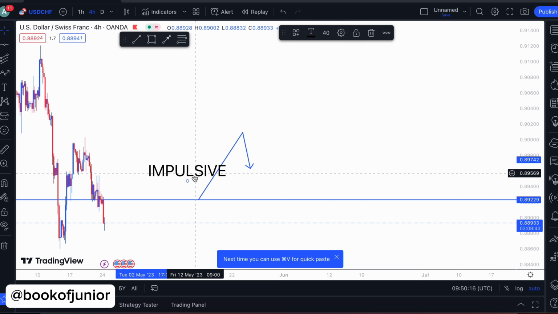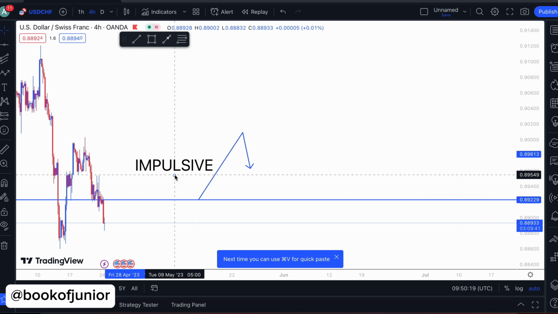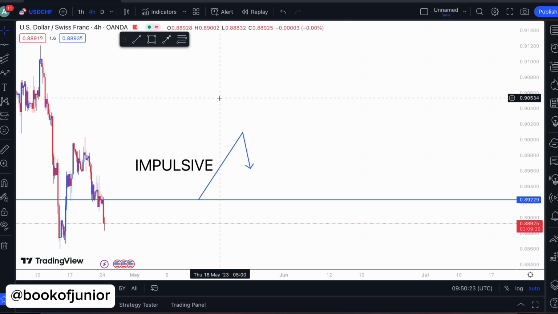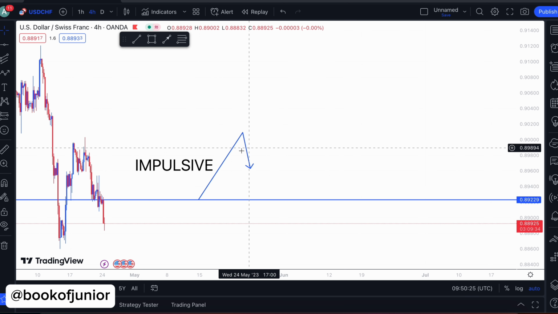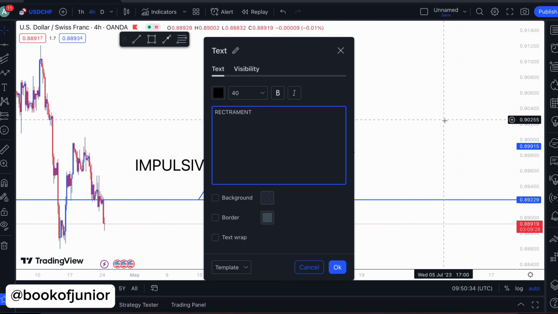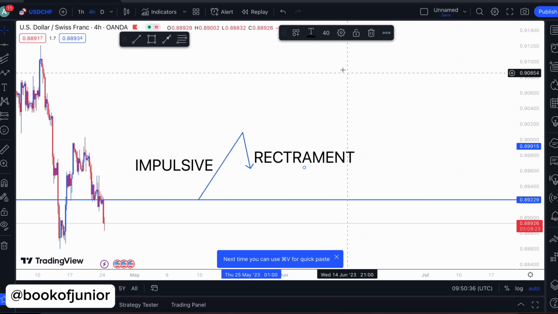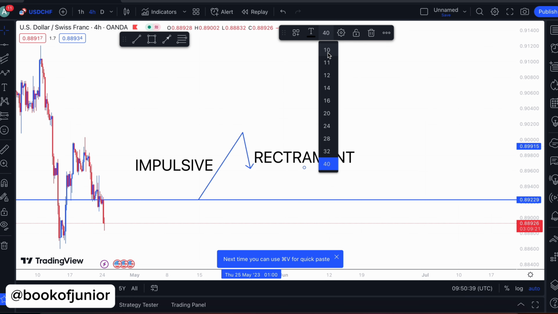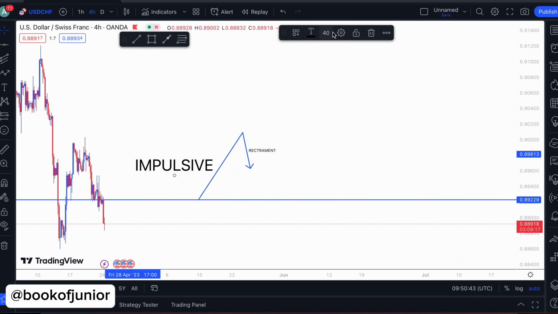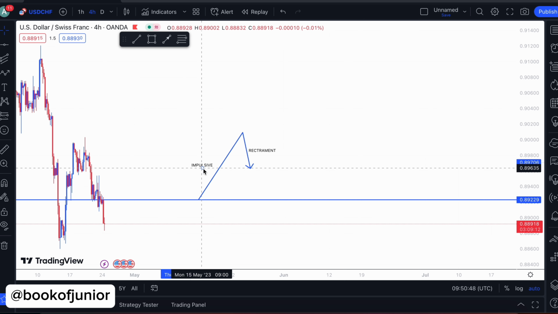So we see price pushing up. That's impulsive, yeah. So impulsive, then this one is retracement. So let's write here retracement, just like this. So this is our nice retracement. Let's actually reduce the size to 10. Yes, so this is retracement, then this is the impulsive move right here.